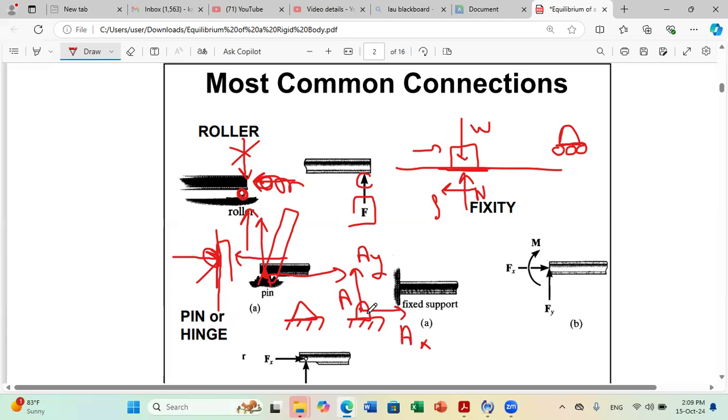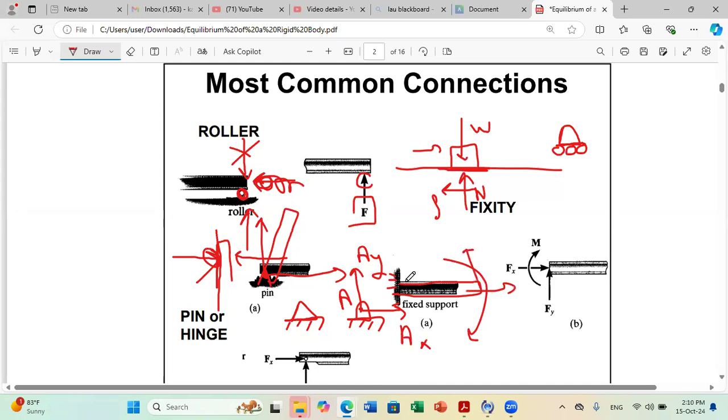Now, a third type of support, which in 2D can develop the maximum possible reaction, is the fixity or fixed support. What do we mean by fixity or fixed support? For example, if you weld a rod on a wall, it's welded to the wall. This means that you cannot rotate it, you cannot displace it vertically, you cannot displace it horizontally, you cannot do anything.